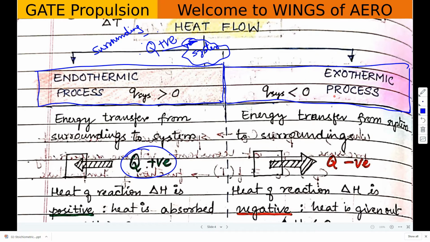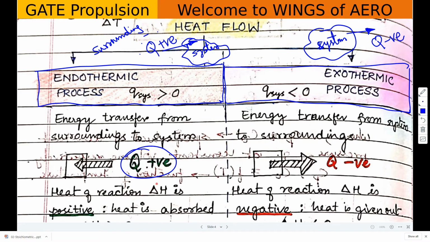What is an exothermic process? When the energy transfers from the system to the surrounding, moving or ejecting out, that means we will have heat loss. We can also use the word heat loss. So when heat is added, we say that process is an endothermic process. When heat leaves, the process is an exothermic process.